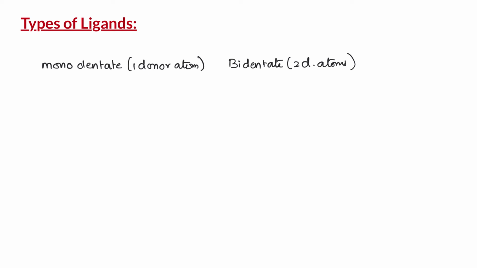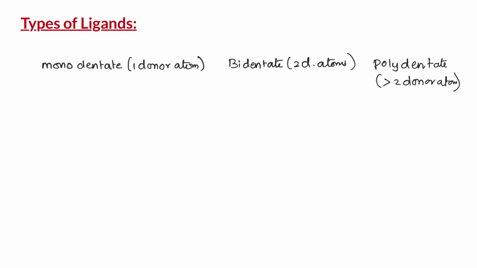Let us now discuss types of ligands. Ligands are classified into different types based on the number of donor atoms present inside the ligand. Monodentate ligands have a single donor atom. Bidentate ligands have two donor atoms, each of which bonds to the metal ion. Polydentate ligands have more than two donor atoms, each of which bonds to the metal ion.